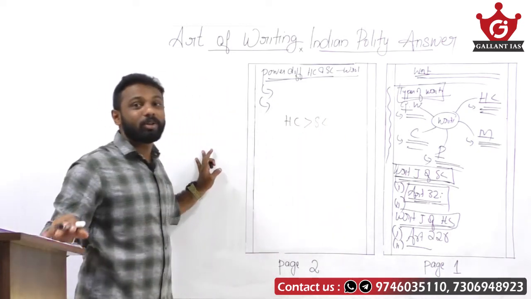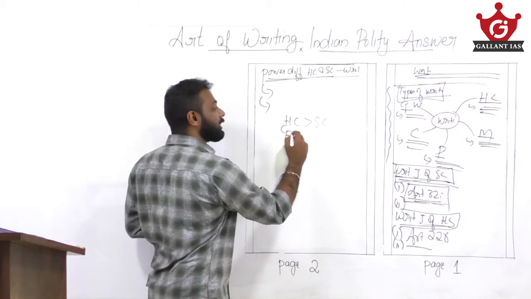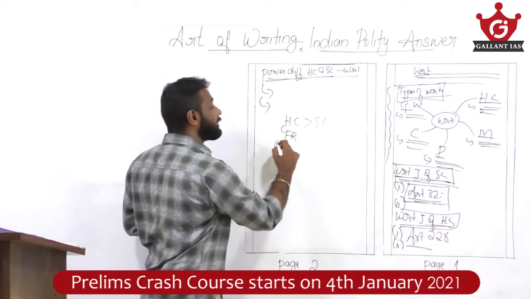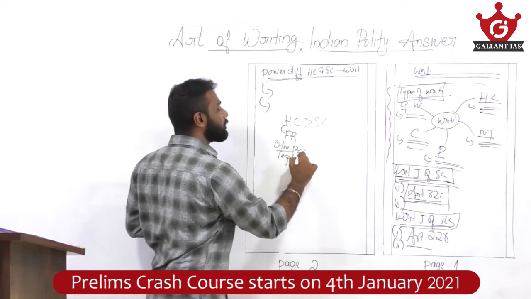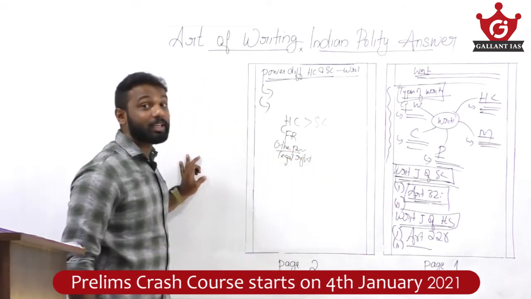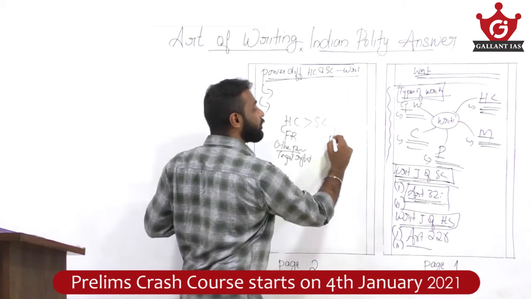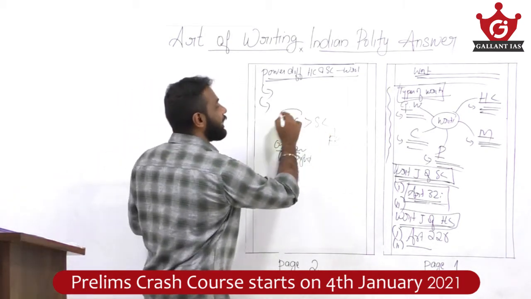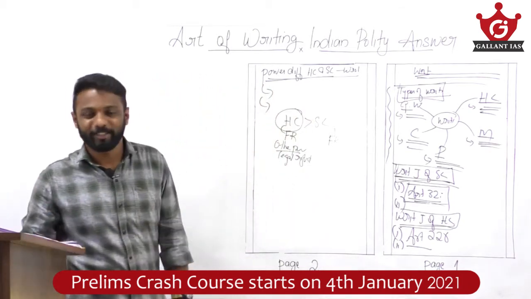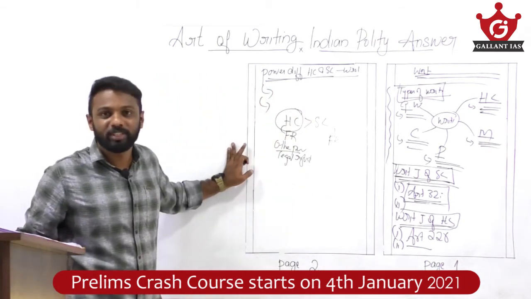Why? High Court can issue writs for fundamental rights as well as for other purposes. That is, for other legal rights also, High Court can issue writs. But Supreme Court can issue them only for fundamental rights. So regarding subject matter, High Court has more powers in case of writ jurisdiction.